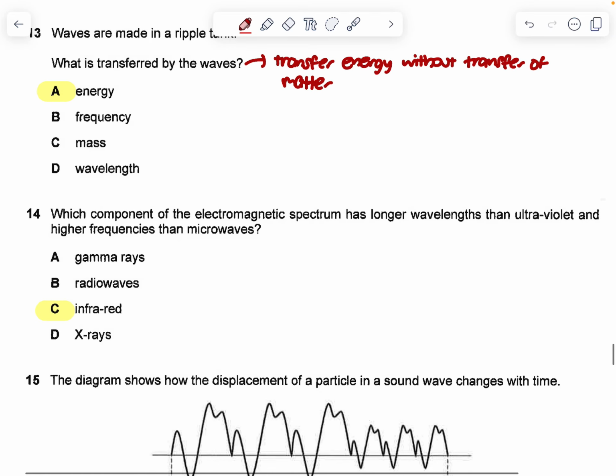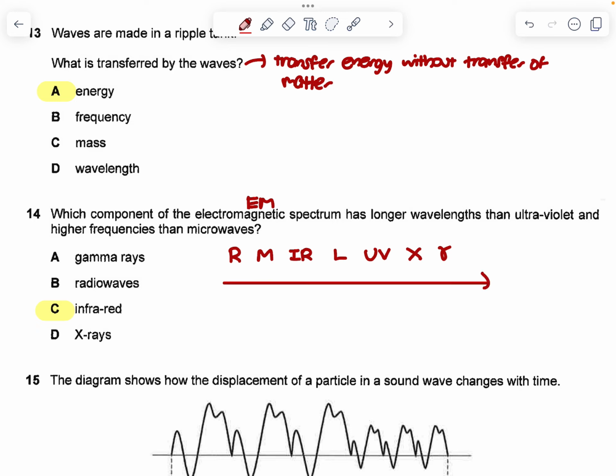Okay, question 14. Which component of the electromagnetic spectrum has longer wavelengths than ultraviolet and higher frequencies than microwave? So let's recap. It starts with radio wave, microwave, infrared light, visible light, UV, X-ray, and then gamma rays. From left to right is increasing frequency. From right to left, it's increasing wavelength.